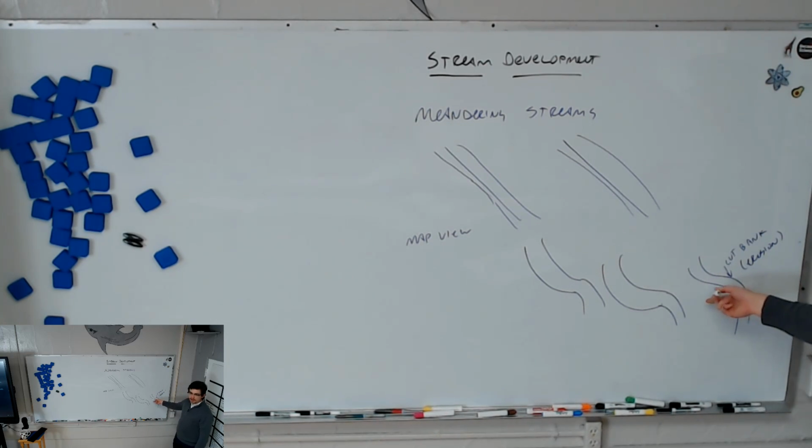The cut bank is on the outside of a curve, and that's where erosion is occurring. Why would erosion be occurring there more than in the middle of the stream? Because nothing's going to hit it. Okay, yeah, and because the water comparatively is moving faster on this edge than on this.